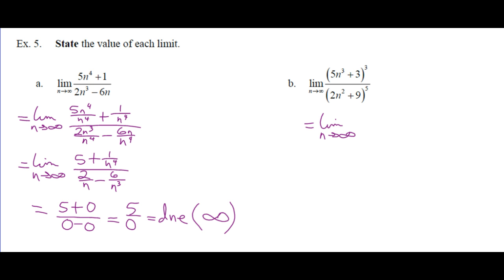So what's 5n cubed, cubed? 125 n to the 9th, and then there's some more. What's 2n squared to the 5th? 32 n to the 10th. And now what can we say? It infinitely approaches 0. As it approaches infinity, the limit is 0.